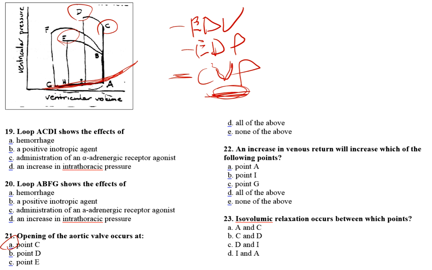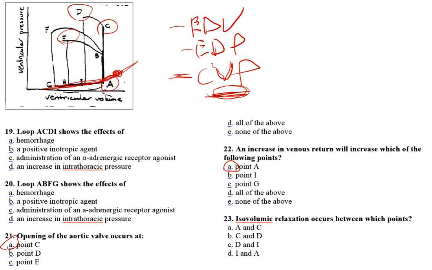So increasing venous return will increase, and the only one that it's going to increase, and this is a bad question, but what's going to happen is you're going to get further up here. So the correct answer is A. Weird question. Anyway, hopefully the most important thing is that you understand the principle.